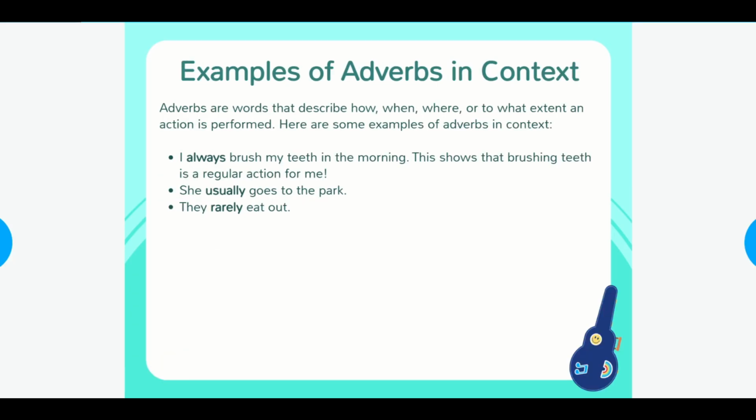Here are some examples of adverbs in context. I always brush my teeth in the morning. This shows that brushing teeth is a regular action for me. I always do it. She usually goes to the park. That means that's something that she regularly does, maybe Mondays, Wednesdays, Fridays, but not every day. So she's not always going to the park. They rarely eat out. So that means maybe once a year they eat out at a restaurant. So it's only about 10% of the time that they will go to a restaurant.